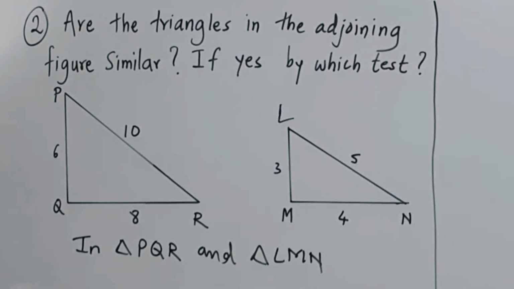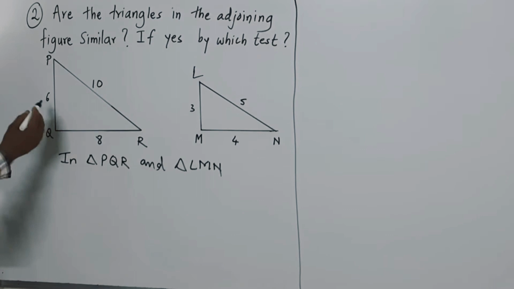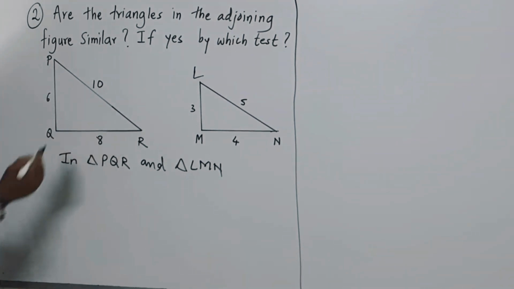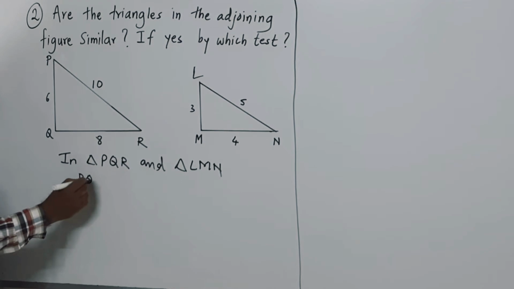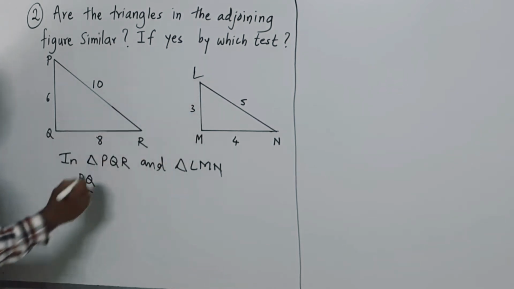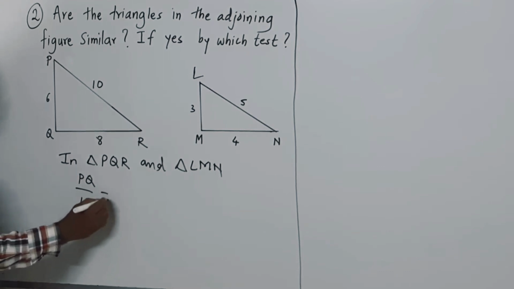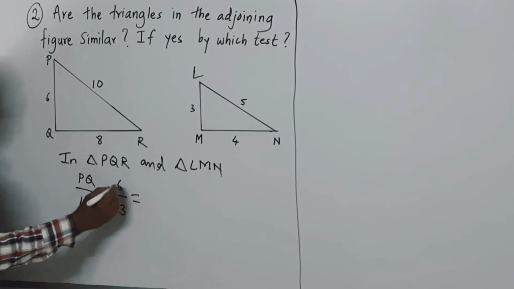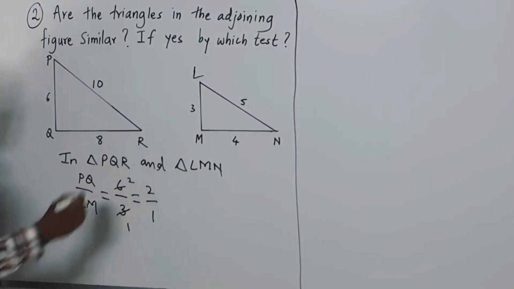So this example is based on the sides of similar triangles. Here we will take the ratios of the corresponding sides of the triangles. So the ratio of side PQ to the corresponding side LM: PQ is 6 upon LM is 3, which is equal to 2 upon 1, since 3 twos are 6.